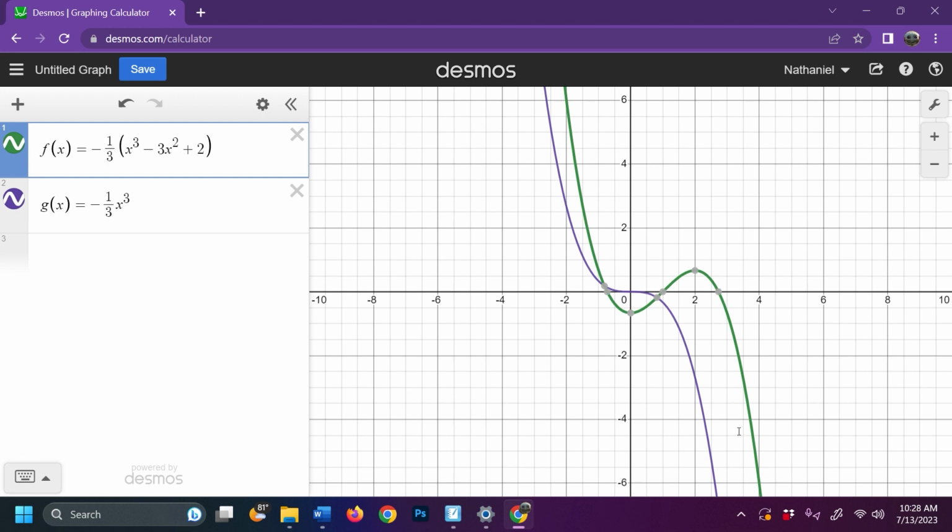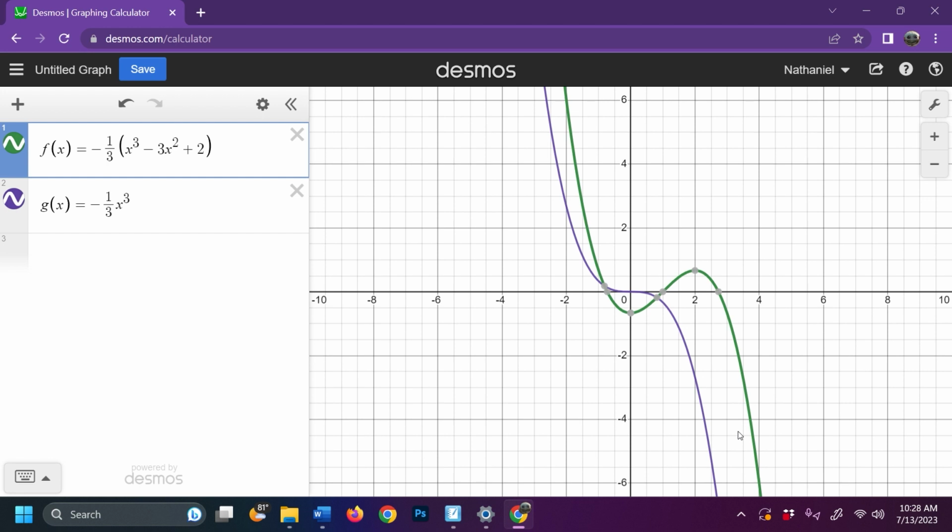So even though there's this extra stuff, the degree of both f and g is 3 in both instances. In fact, the leading coefficient, because to get rid of these parentheses, I would have to distribute the negative 1/3 to each term. And so the leading term for both f and g would be the same. And since the leading term is the same, and it doesn't even have to be the same, we need to have the same degree and the same sign, positive or negative, for the end behaviors to be the same.